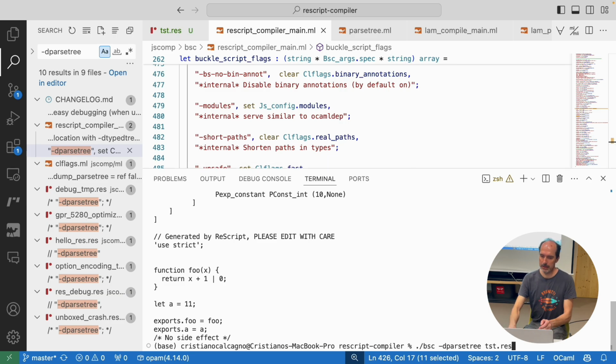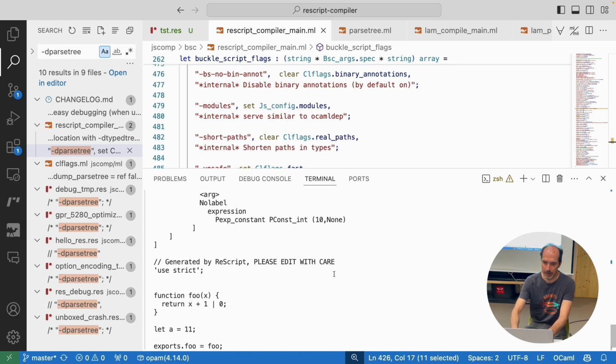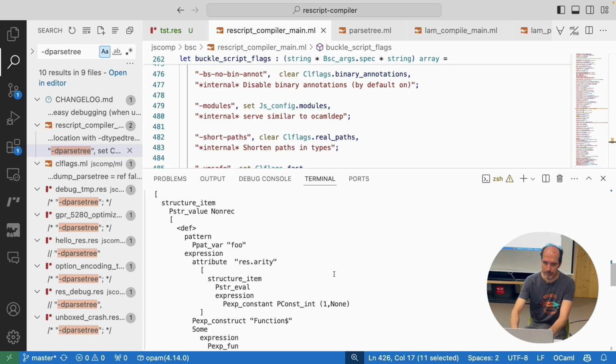And the other thing is, let's look at what happens with uncurried mode. So even though uncurried is on by default in the configuration, at the root of the compiler it's still not on by default. So let's see what happened.